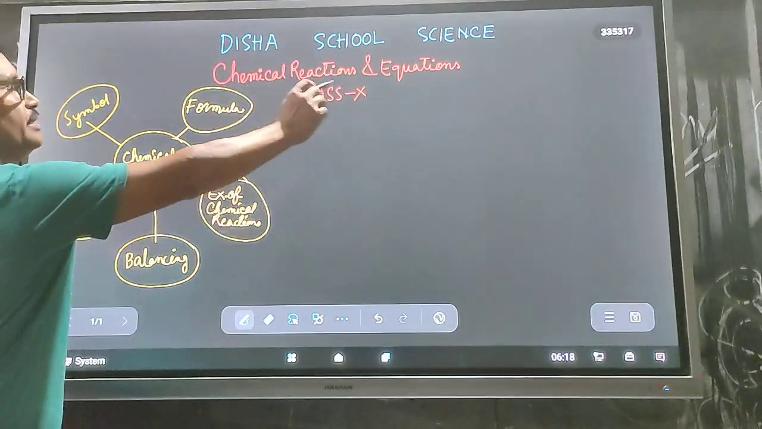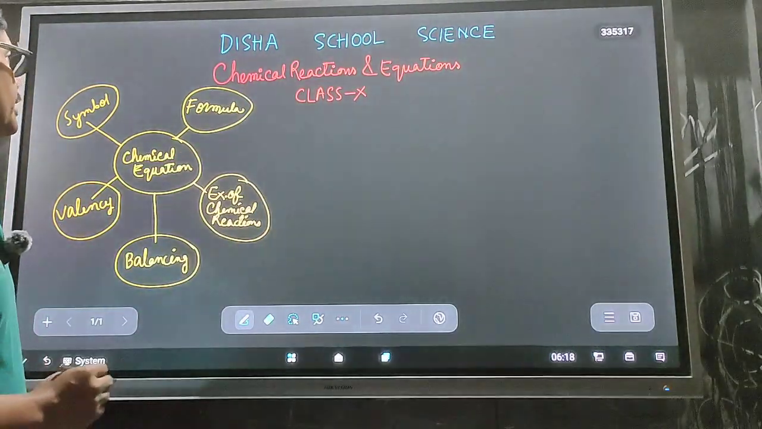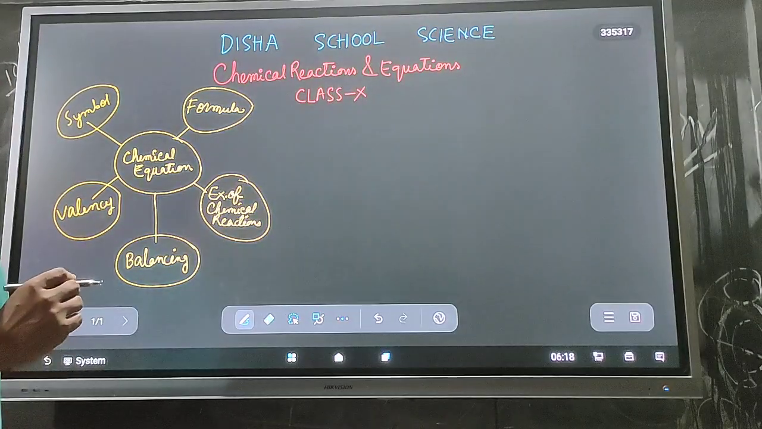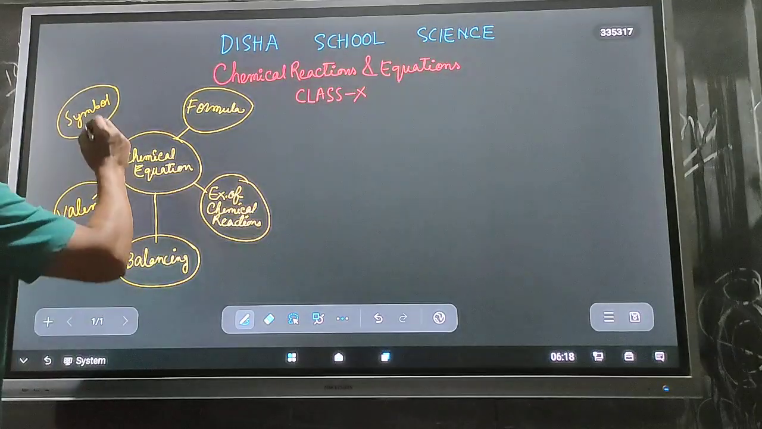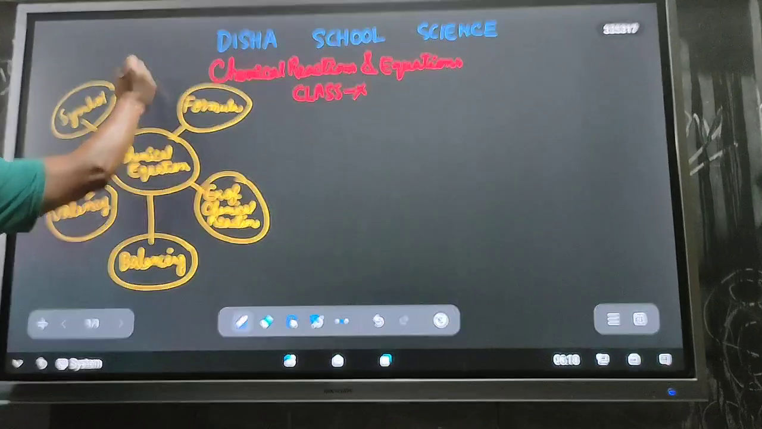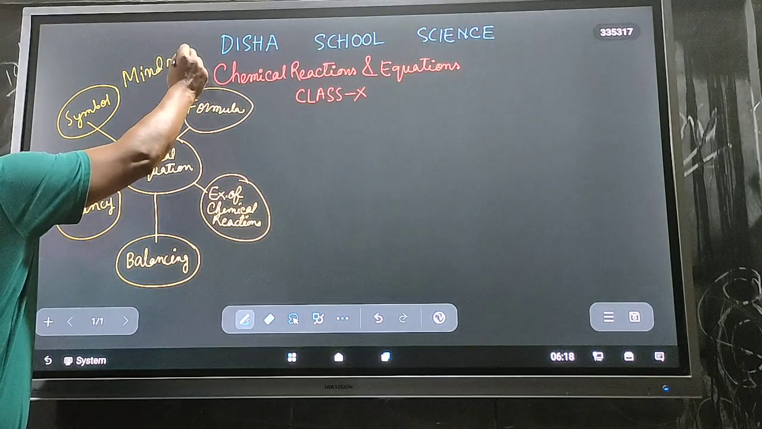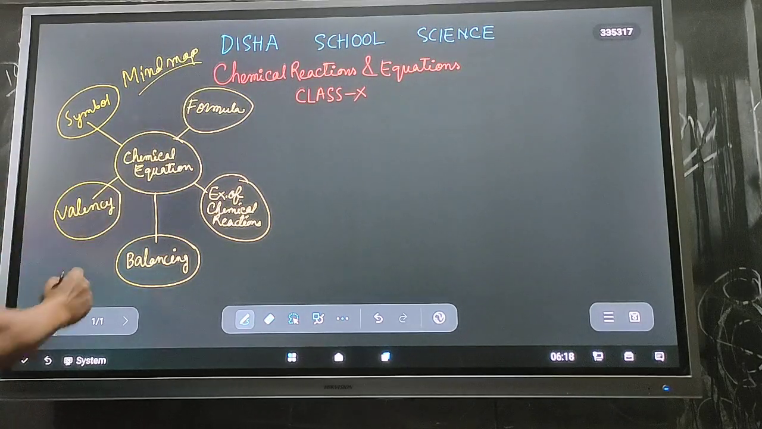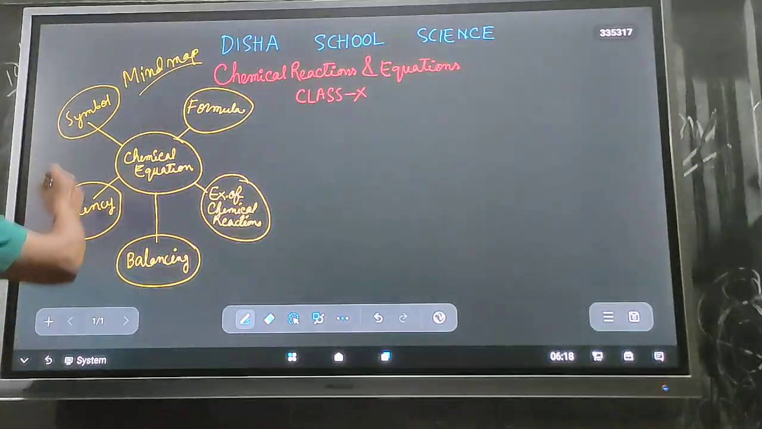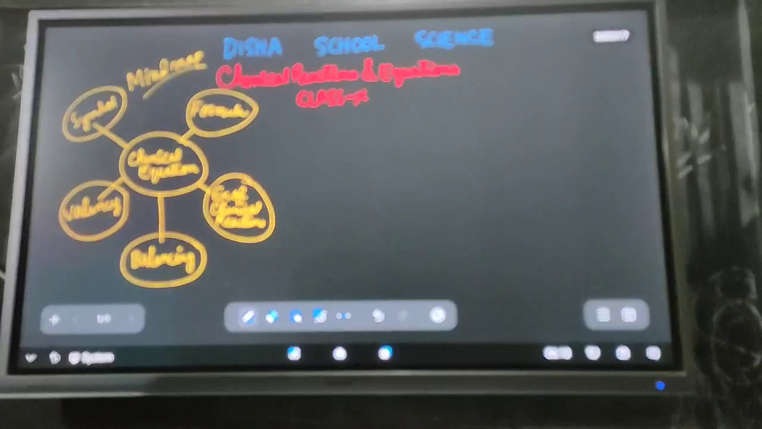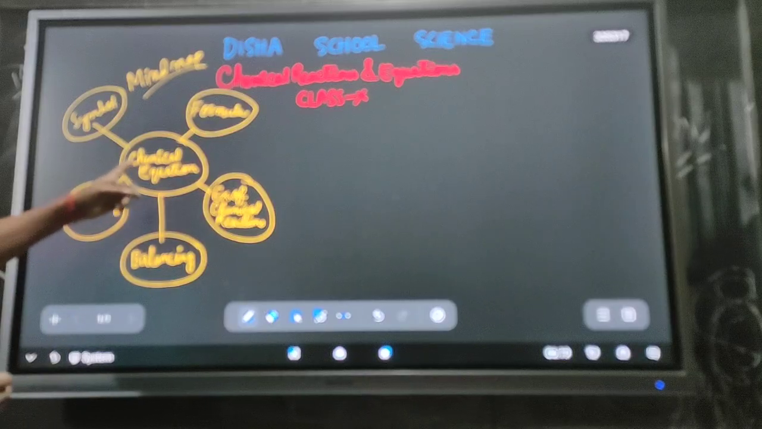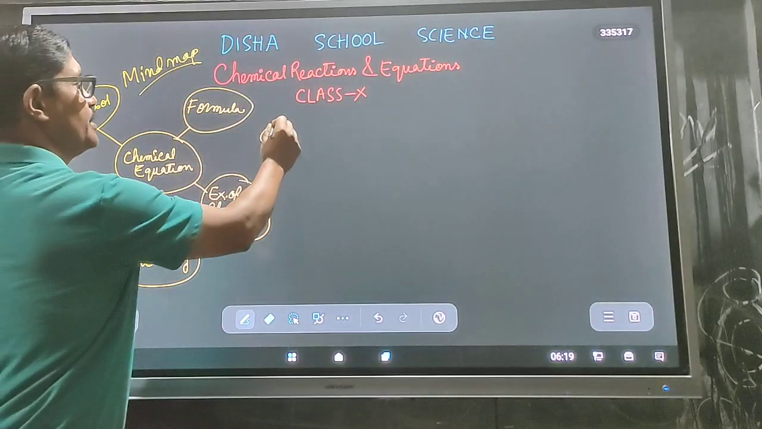Chemical reaction and equation. At first, you have to know the mind map. This mind map is about this chemical reaction and equation. So first of all, chemical equation. So you know chemical equation.